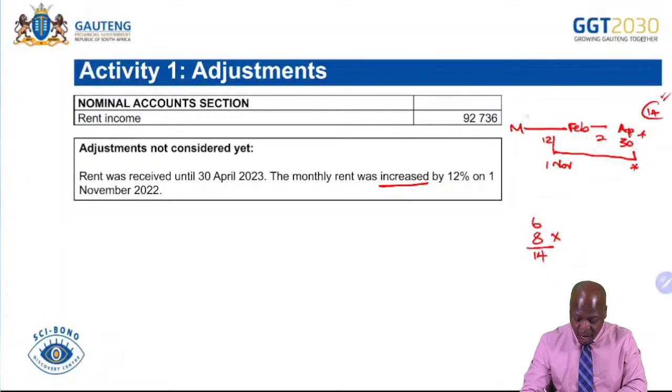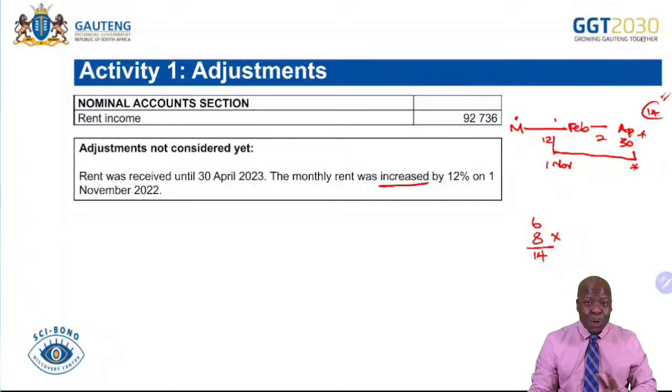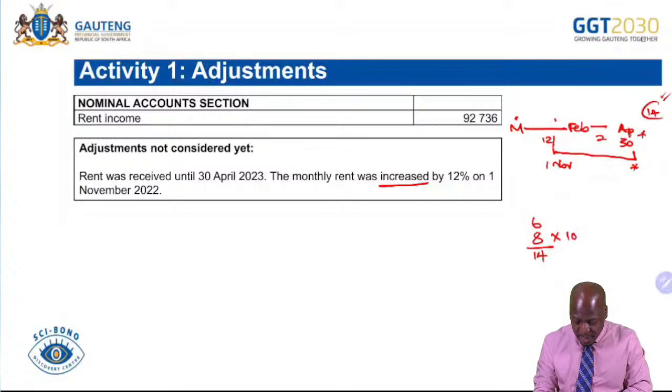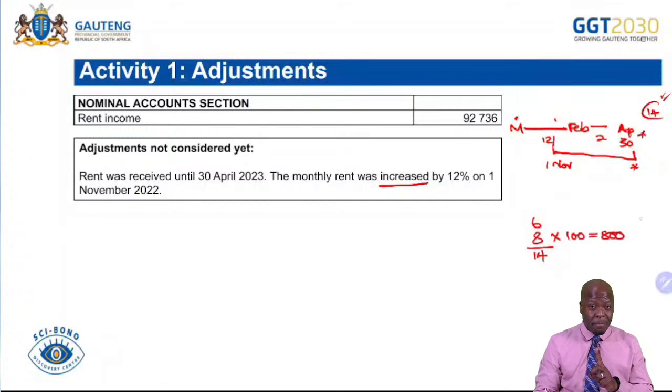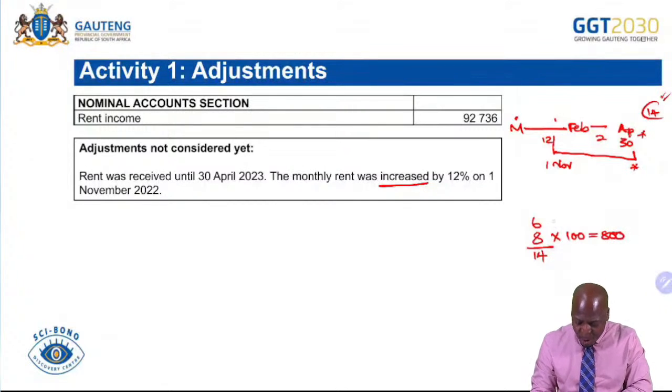The first 8 months are from March until the 30th of October. From March to October, there was no change there. So for those 8 months, rent was 100%. That would simply mean it would give us 800 over here. Are you still following me? Thank you. And then for the other 6 months, which 6 months now?